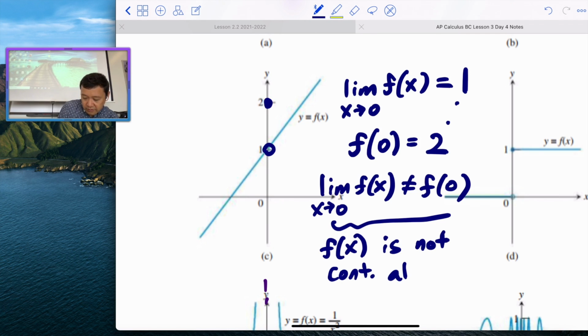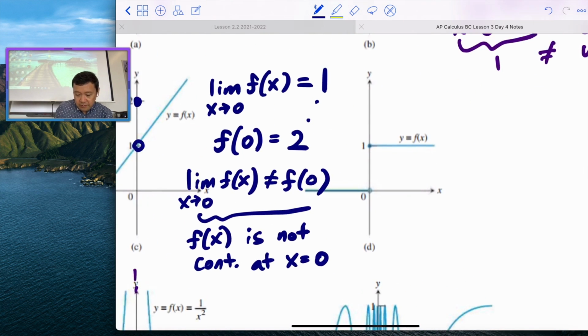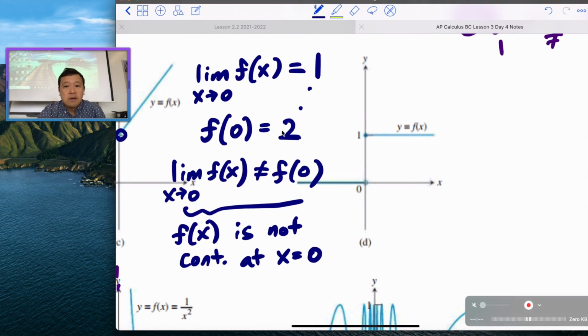So not continuous at x equals 0. Okay, take a look at the third graph. For the third graph, it looks like a part of what we call a step function, or it could just be a piecewise function where you have the left side and the right side. Once again, intuitively, we know that this is not continuous.